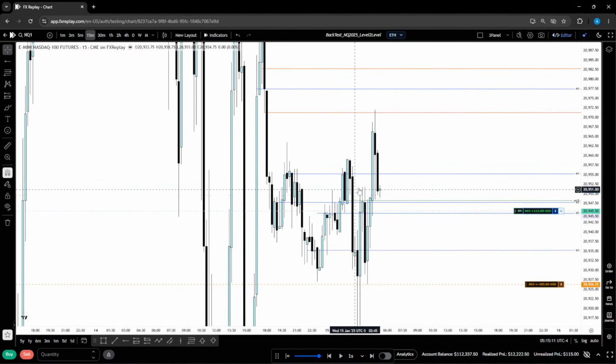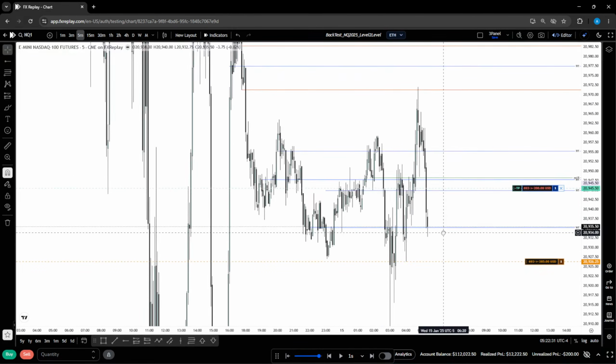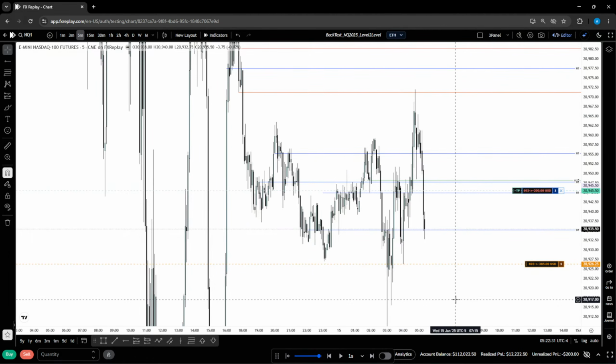Testing the 15 minutes is okay, but if you start falling down, then we're going to get put to stop that. Which is what it looks like is going to happen. Testing that hourly level again. Yeah, so we are breaking down after we took out this high.